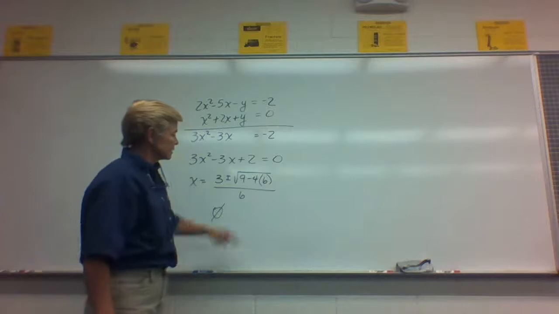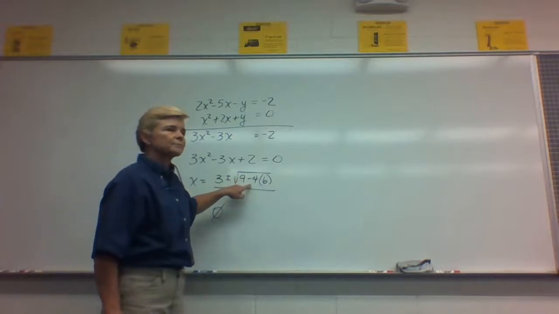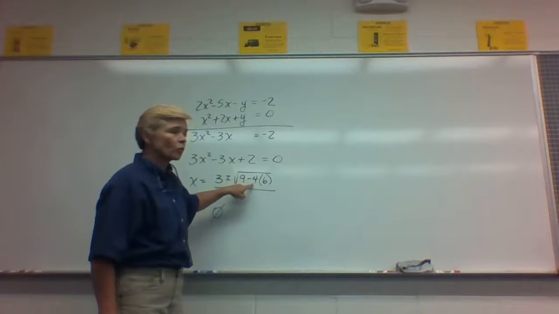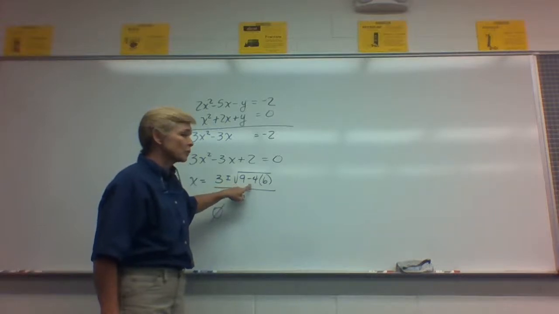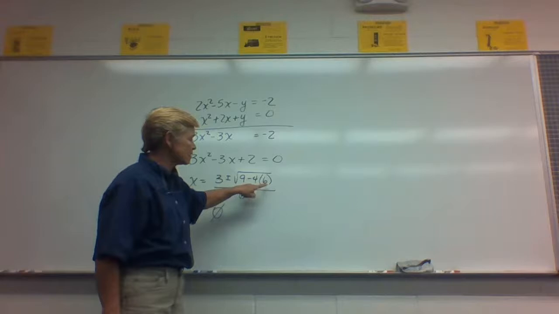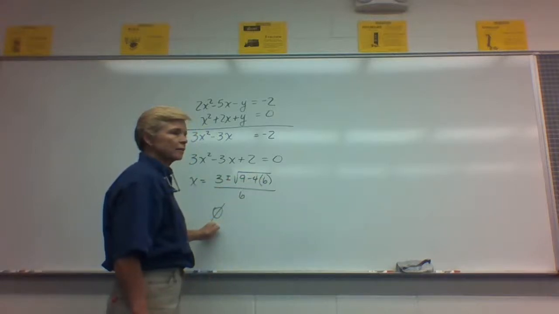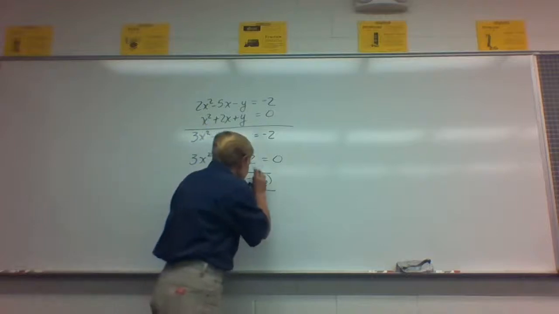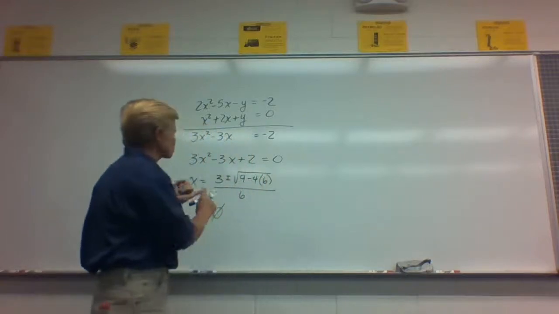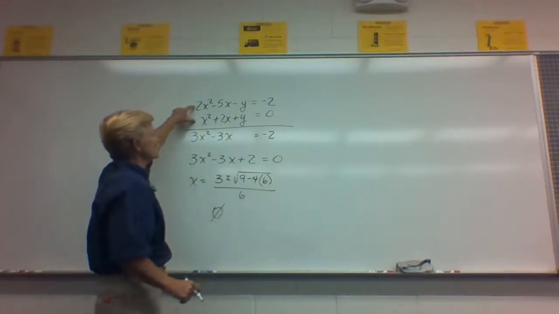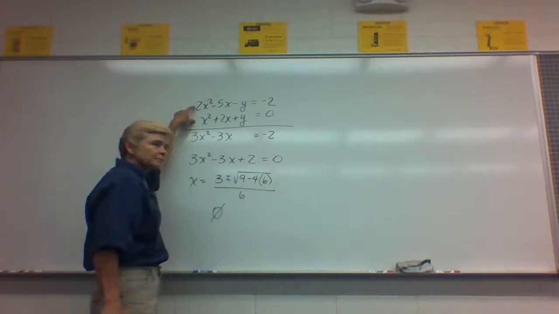Why? Because the discriminant will be negative. 9 minus 24 is a negative number. I don't even care what the negative number is. It will be negative, and I can't square root a negative and get a real solution. What this tells me, that little tiny analysis right there, is there's no solution for x, which means these two parabolas never hit each other. They never cross.